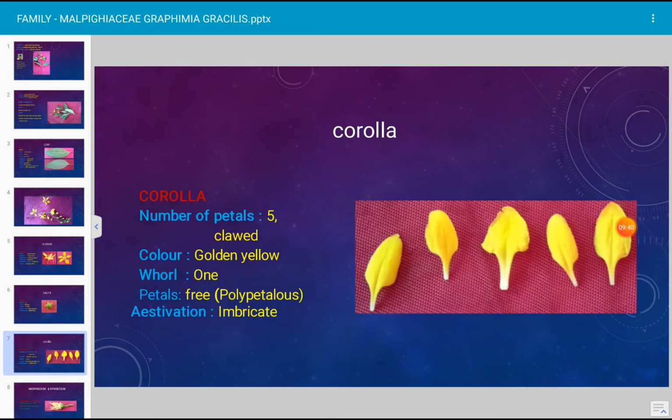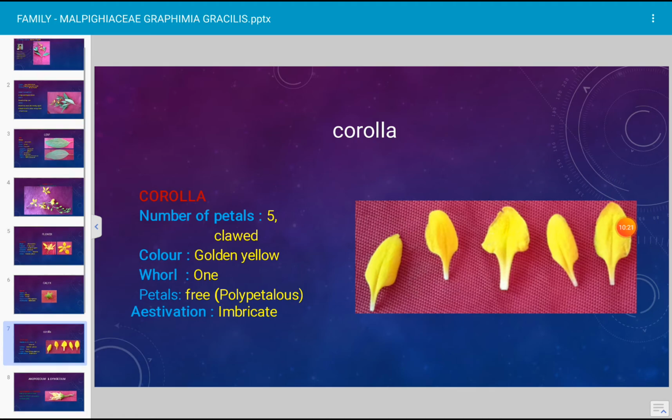Here, this is the corolla of the Grewia gracilis plant, and these are the petals shown in the photograph. Beautiful yellow color petals. The petals are 5 in number. All the petals together are known as corolla, and each petal is clawed. Color is golden yellow. The petals are arranged in a single whorl. Petals are free. If the petals are free in the flower, then in taxonomy it is described as polypetalous condition. Again the aestivation is imbricate, as I just described.